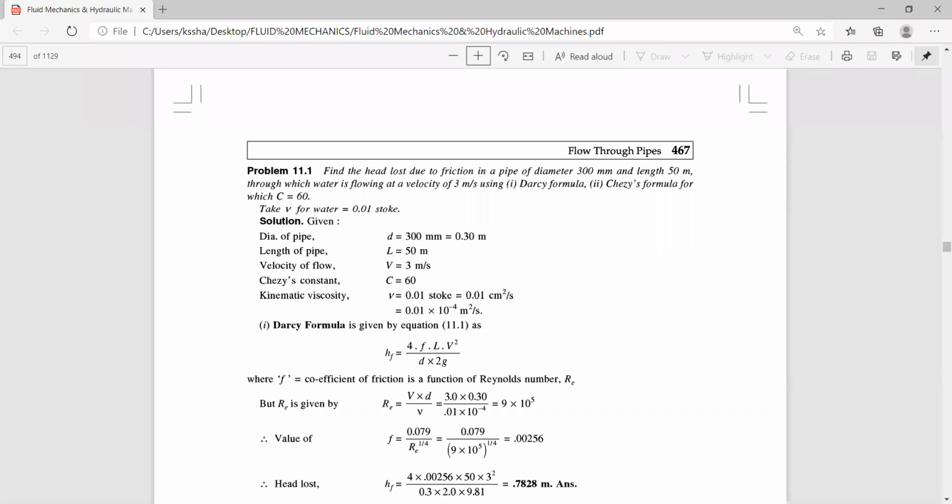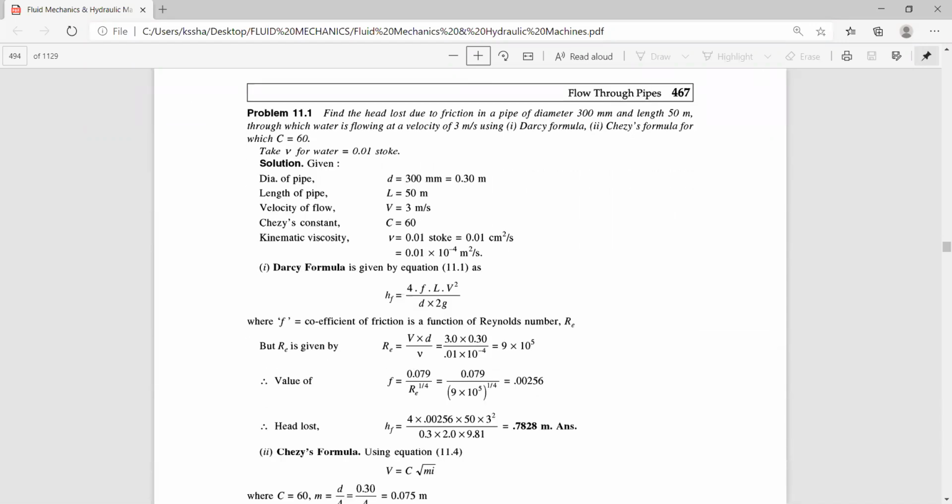So now using your formula hf equal to 4, in place of f you can write this, in place of length 50 meter, V is 3 square divided by diameter is 0.3 into 2, g is 9.81. So the loss of head due to friction using your Darcy's formula is 0.7828 meter. This is the loss of head using your Darcy's formula. So first part is over.